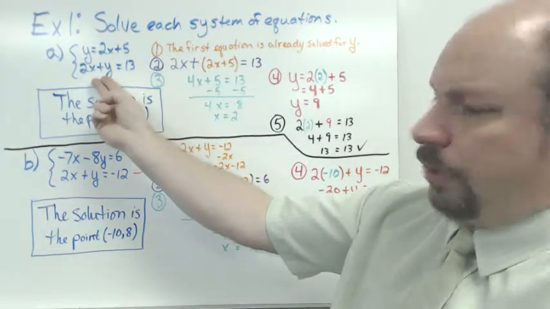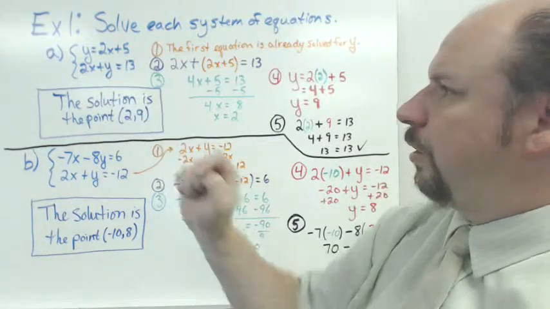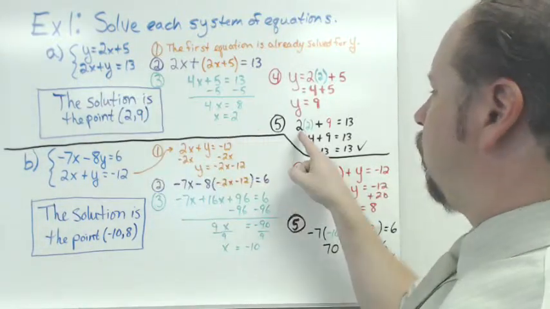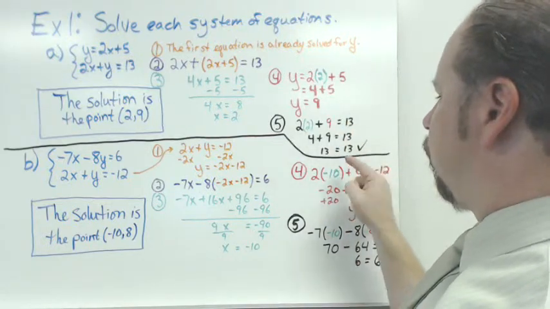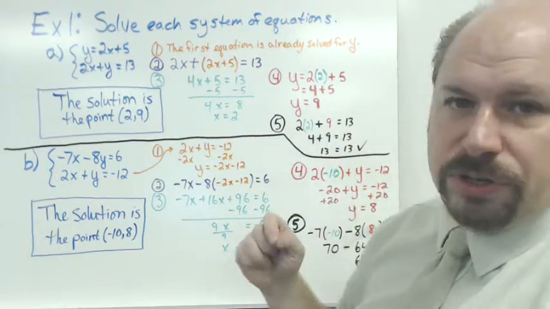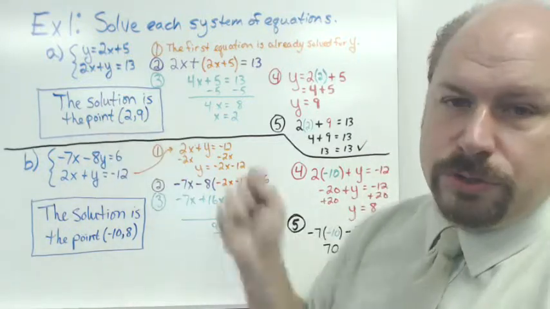Now use the other equation to check your work. Put 2 in for x and 9 in for y, and make sure that it works. 2 times 2 is 4, plus 9 is 13. So we have 13 equals 13. It does seem to check out. So the solution is the point (2, 9).